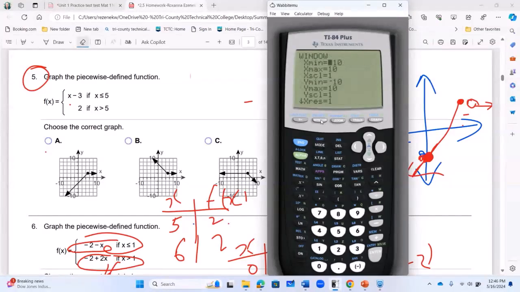So I'll go to my windows and see if my windows are okay. Yeah, my windows are okay. So I'm ready to graph. Let me graph the piecewise defined function. See? Okay, so that is the kind of thing.